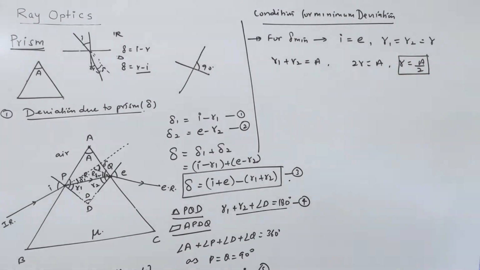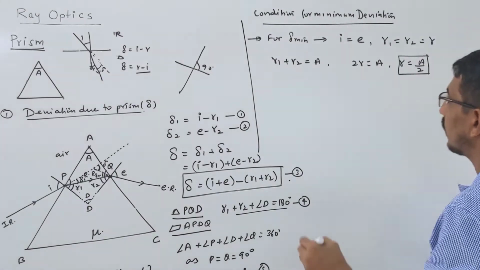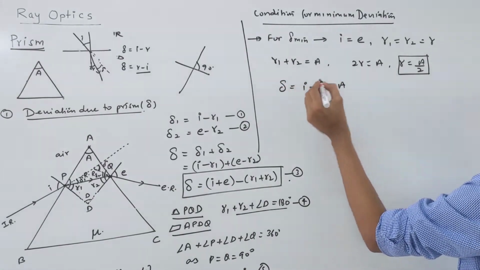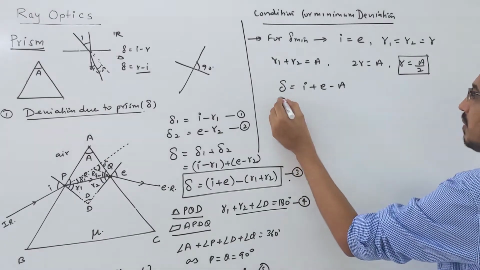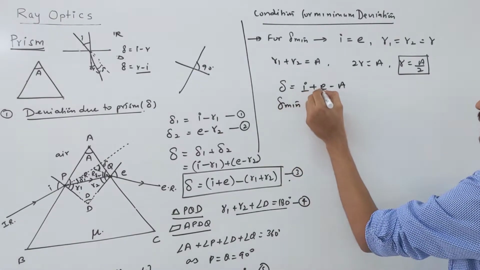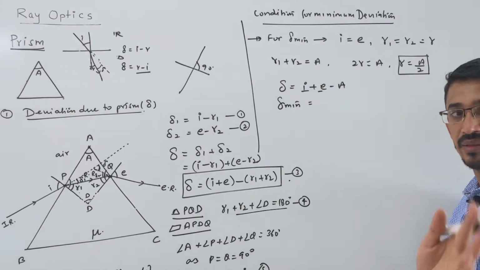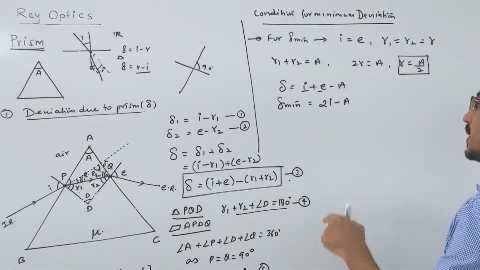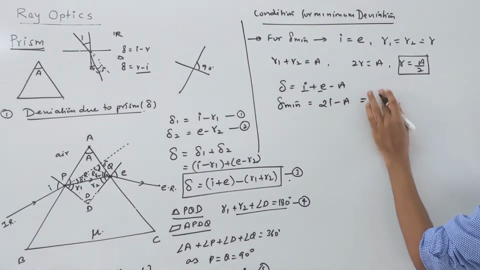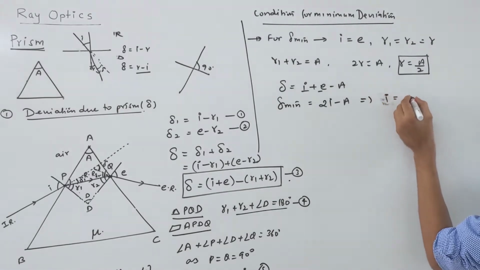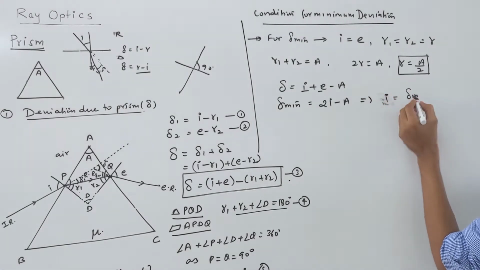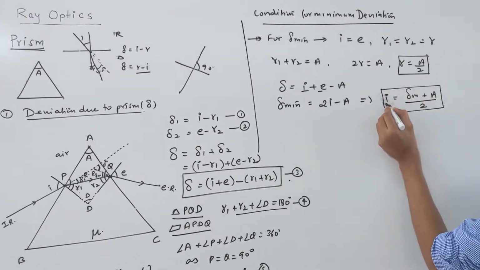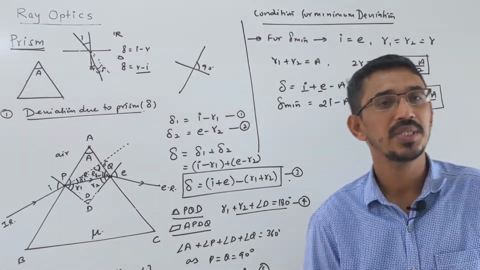Then look at this equation. You said del is equal to I plus E minus A. We want to write the minimum deviation condition. So del minimum should be equal to, I and E are again equal, let's call them I, angle of incidence. So you can write this as 2I minus A. I'm interested in calculating I. So the angle of incidence should be equal to del M, meaning del minimum, plus A, by 2. This is your angle of incidence. Angle of refraction I calculated, angle of incidence I calculated.